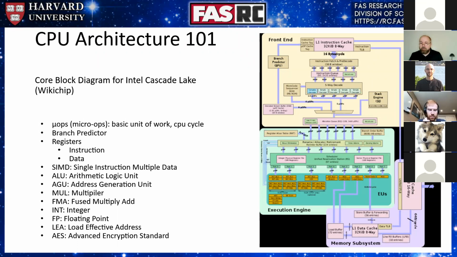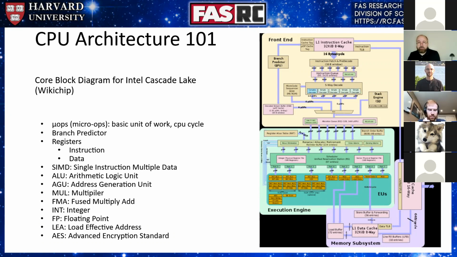You have the LEA, which does loading effective addresses. And then if you need to do encryption and what have you, the AES, the Advanced Encryption Standard, does the encryption stuff specifically. So all these different units on this chip do these different specific things. And so if you can leverage those specific units, you're going to gain a lot of speed by playing within those different units that are there.